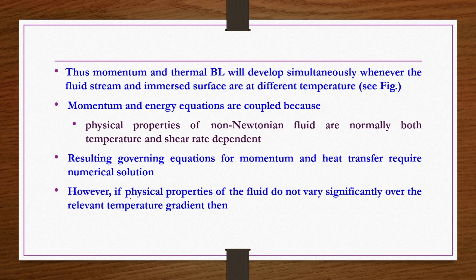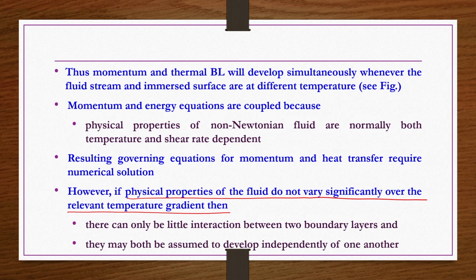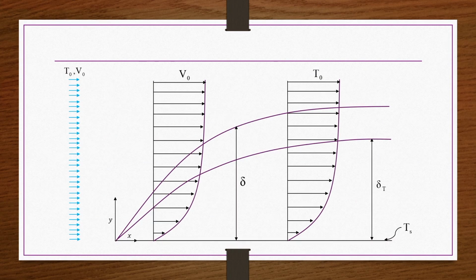However, if we assume the physical properties of the fluid do not vary significantly over the temperature gradient of concern, then we can assume that these boundary layers form independently of each other. There can be only little interaction between these two boundary layers, and both may be assumed to be developing independently of one another if these physical properties are independent of the temperature gradient. So, that case only we are taking.